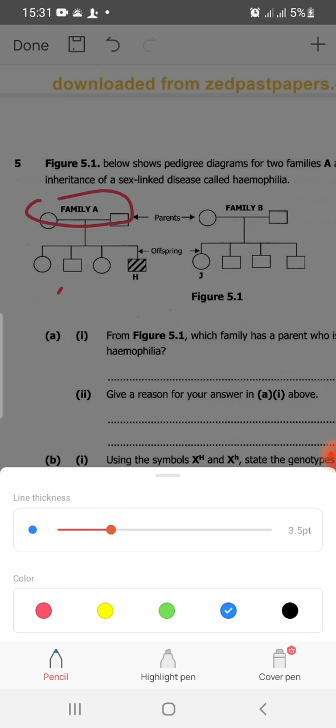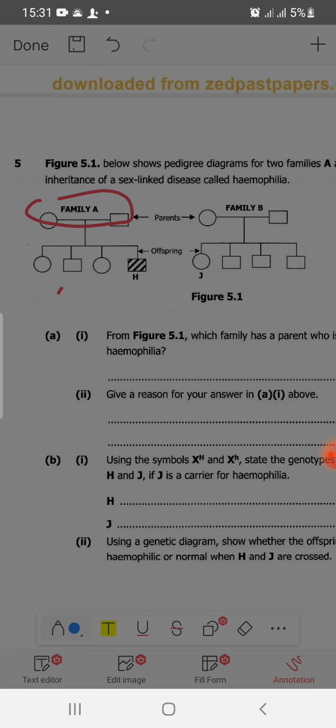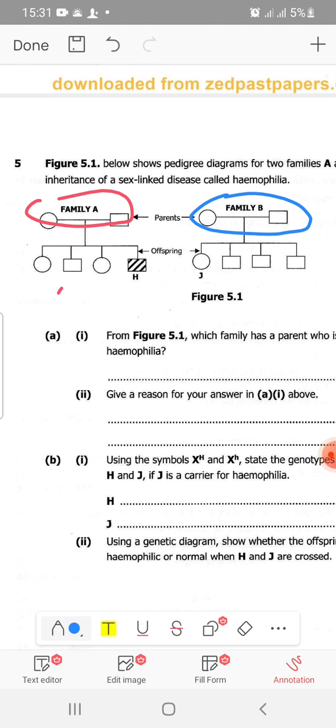So we have family A and family B. Now, you can see from these two, the mother and the father, they had 4 children, and one of them was hemophilic, which is a male. Here again, the mother and the father had children, and none of them is hemophilic.